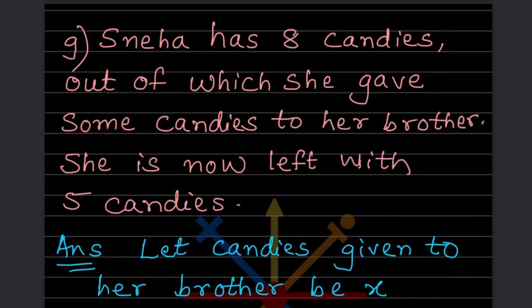Okay. So now she has 8 candies, and out of this, she's giving X to the brother, right? And now she's left with 5 candies. Means the result is going to be 5, isn't it? So what are you going to do? That is simple. That is 8 minus X is 5. Okay.